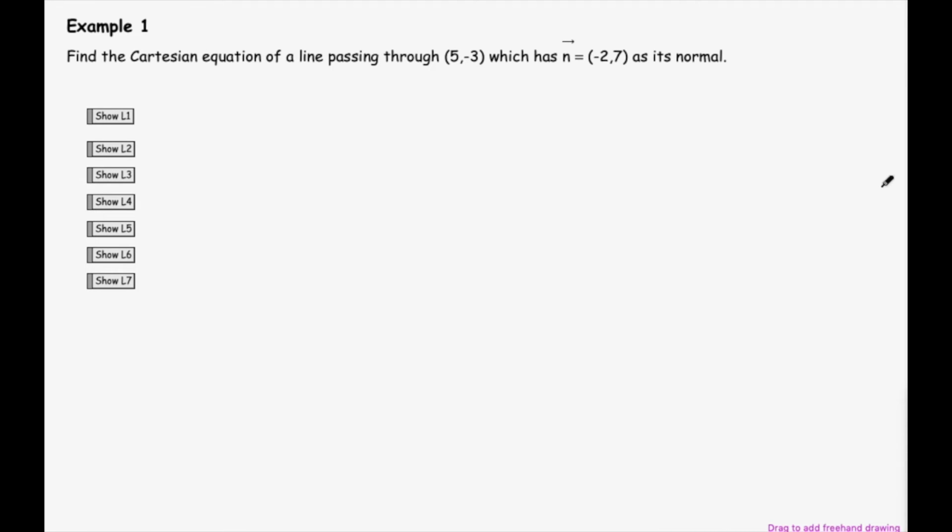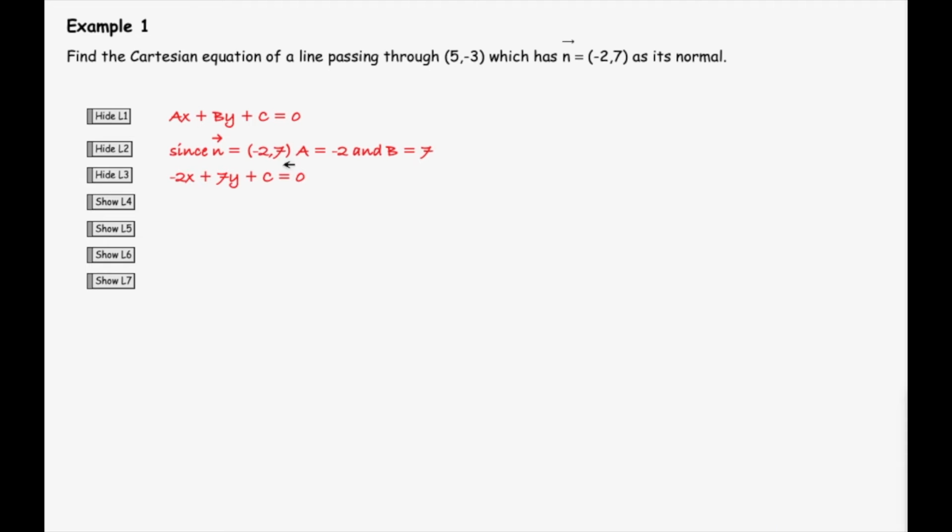So let's start with the basics. Let's start with the equation. So the equation is ax plus by plus c equals 0. We do know what the normal is. We can use the normal to find our a and b values. So the normal is (-2, 7). So a is -2 and b is 7. Plugging those into the equation here, I'm going to get -2x plus 7y plus c is 0.